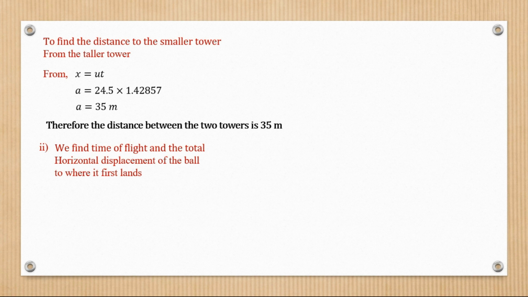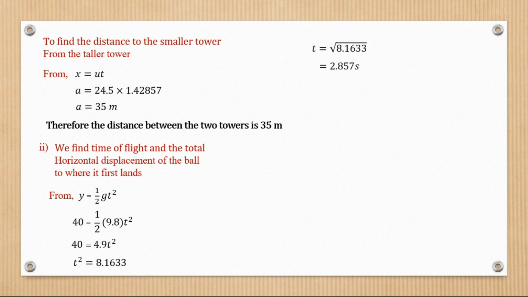So we're going to first find the time of flight and the total horizontal displacement of the ball where it first lands. From y is equal to half g t squared, we're going to use that to find the general time of flight. We know that the height of the tallest wall is 40, so we have 40 being equal to 4.9 t squared. So t squared shall be equal to 8.1633, and therefore t shall be equal to the square root of that, which is 2.857 seconds. So now we found the time of flight. This is the time it takes until the ball lands.